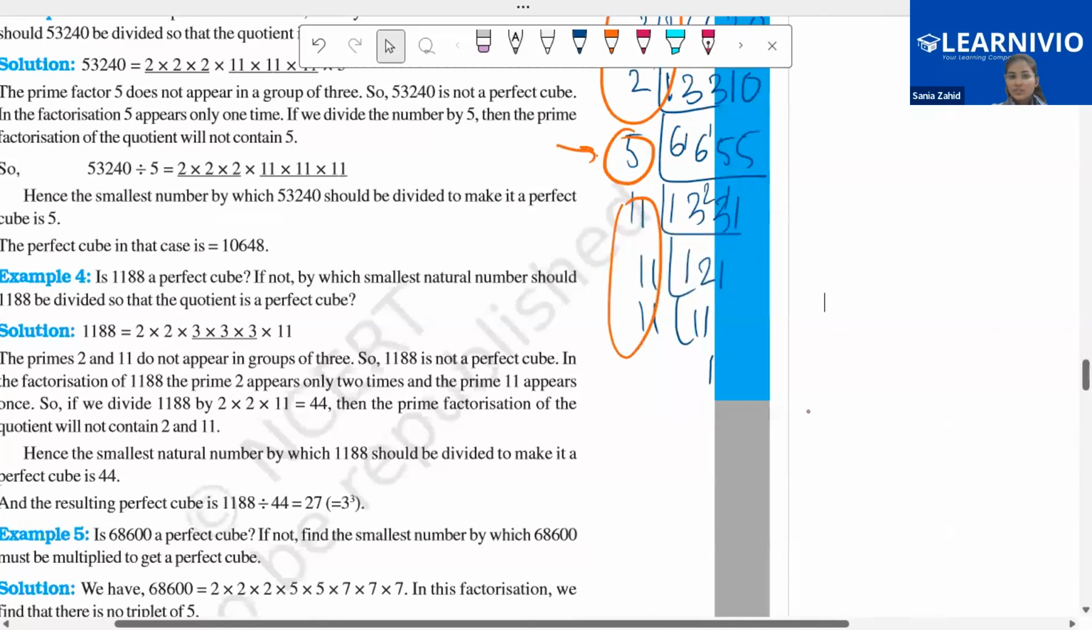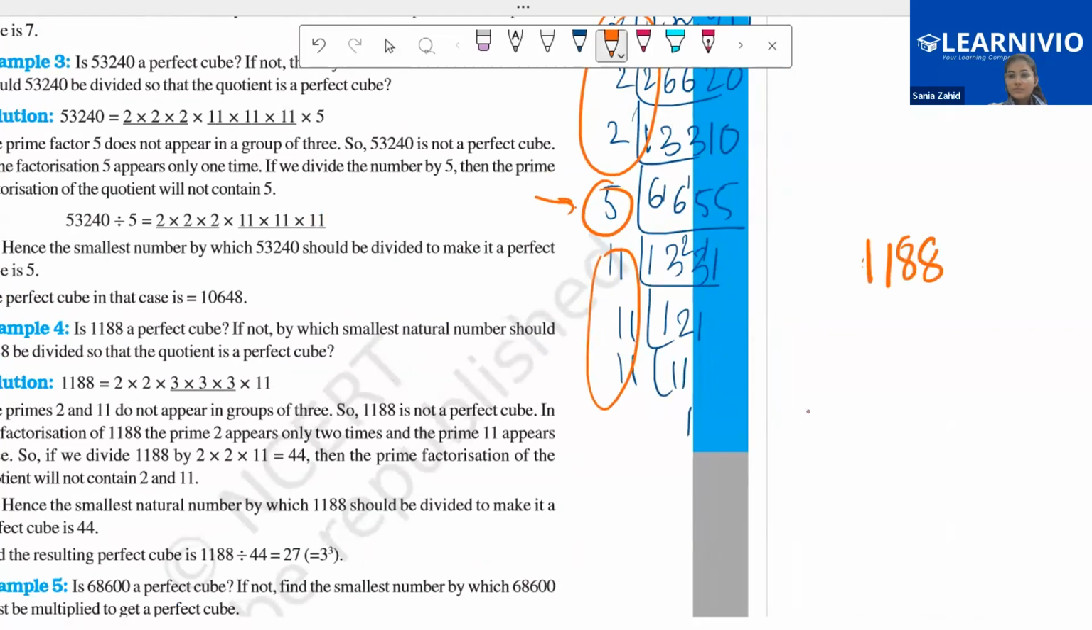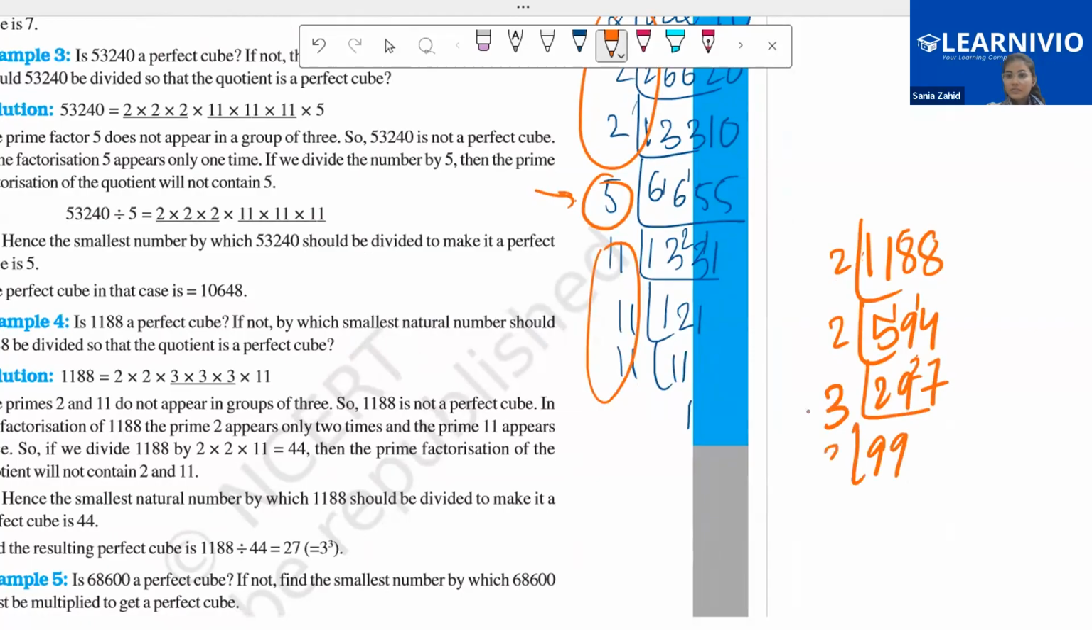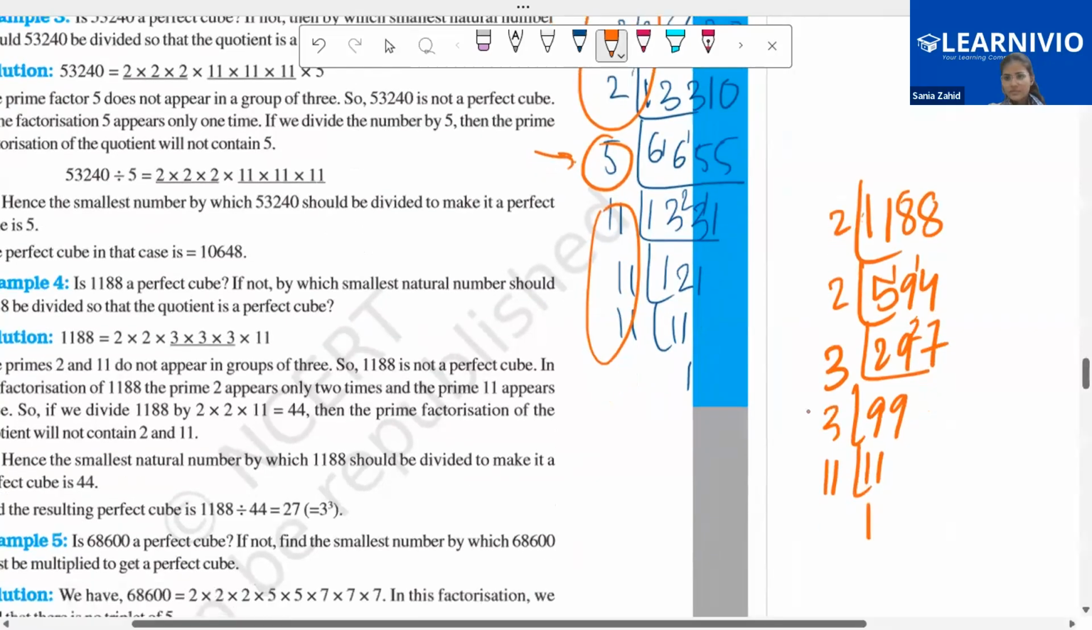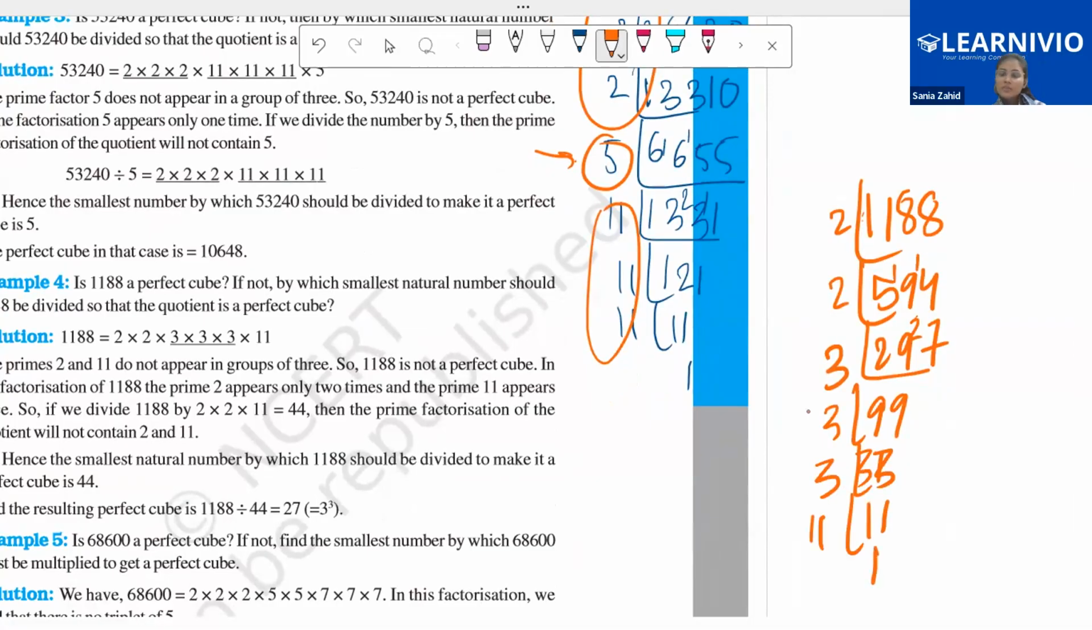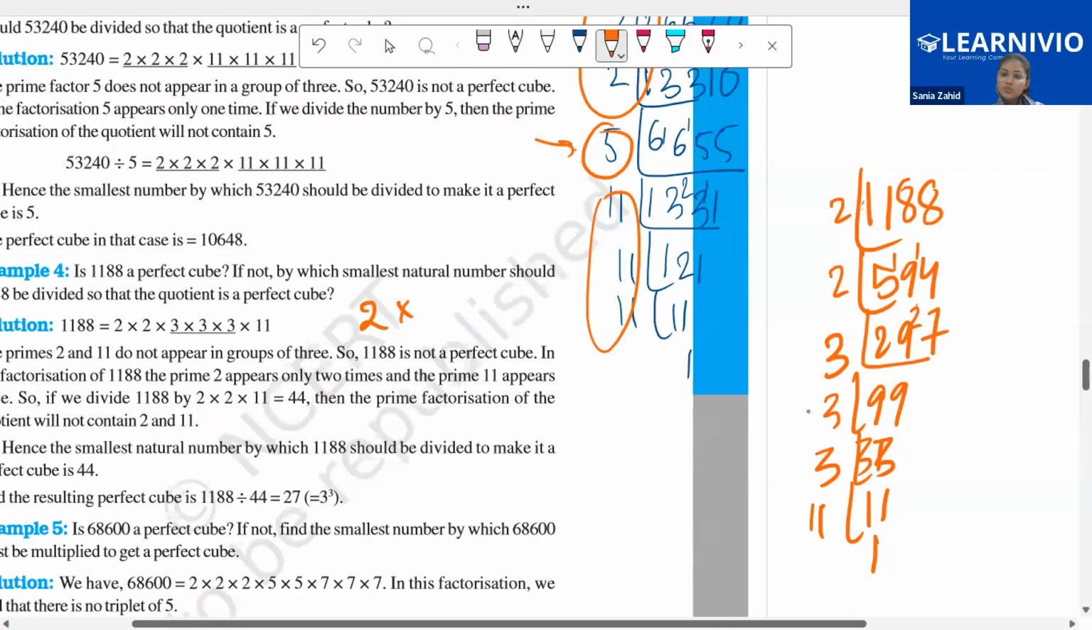1188. Let's do the prime factorization here. First by 2. Okay, now by 3. Again by 3. Now by 11. You're not getting, oh, this is 33. Okay. And now we have 11. So this number becomes 2 into 2 into 3 into 3 into 3 into 11.